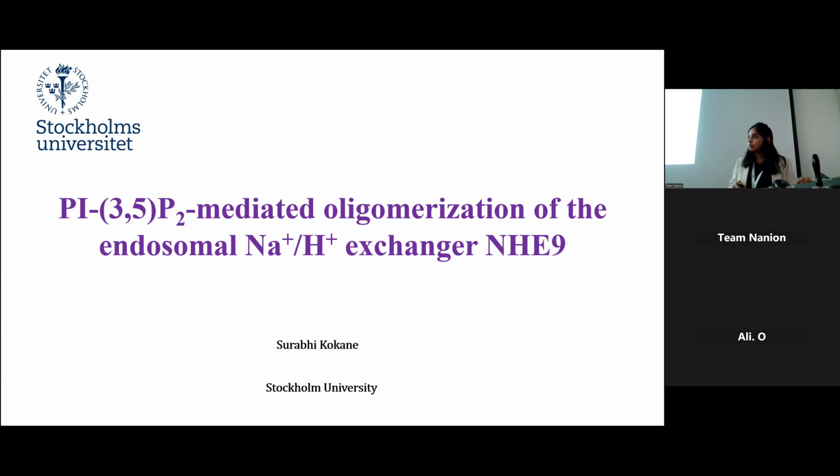to disease. So, Surabhi Kokane is a PhD candidate in David Drew's lab at Stockholm University, where she focused on the structural and biochemical characterization of membrane protein transporters, particularly solute carriers, SLC9A9. She holds a master's and a bachelor's degree in biotechnology from the Institute of Bioinformatics and Biotechnology in India. So, welcome.